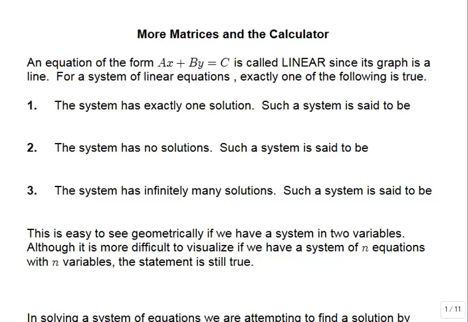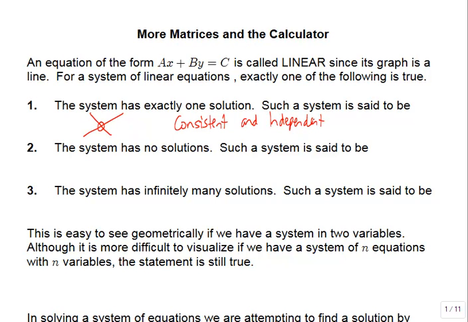First of all, an equation of the form ax plus by is equal to c is called linear since its graph is a line. For a system of linear equations, exactly one of the following is true. Either the system has exactly one solution, in which case you would see a graph that has two lines crossing and intersecting at exactly one point. Such a system is said to be consistent. That means it has a solution and it's independent.